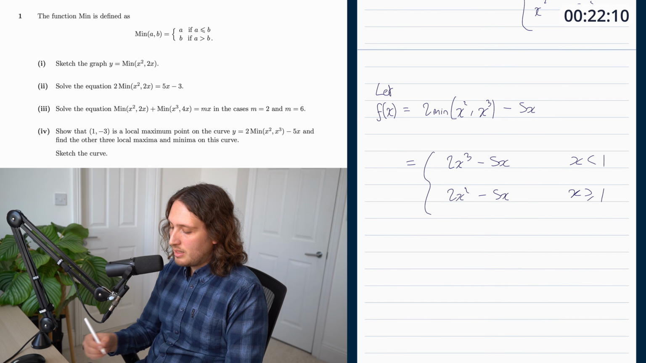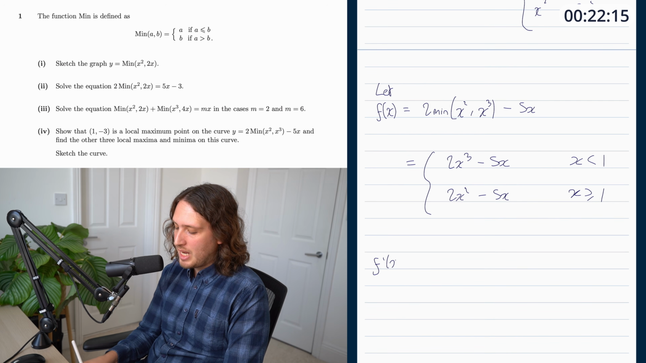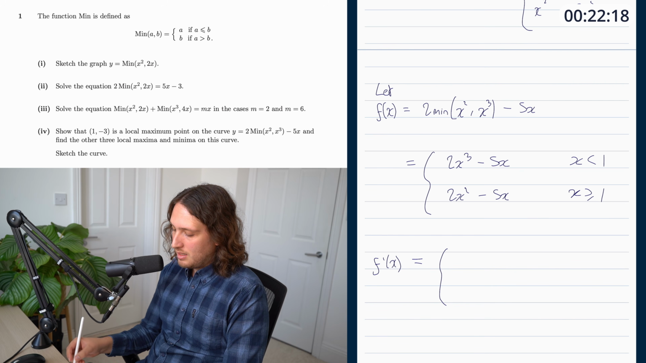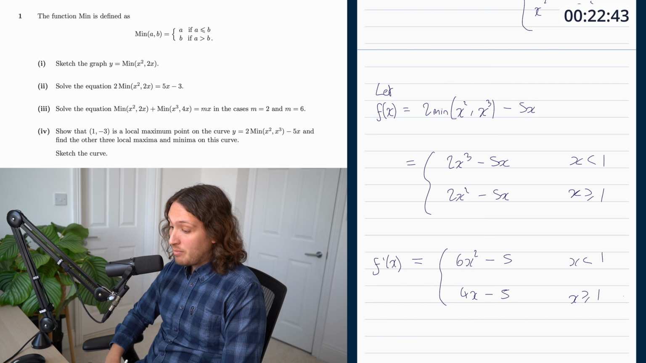Okay, so I want to look at turning points, presumably if it says maximum. So f dash x is 6x squared minus 5 and 4x minus 5. Oh dear. Well, neither of those are going to be solved at x equals 1. So either I've made an algebra mistake, or there is more going on to this part than meets the eye.